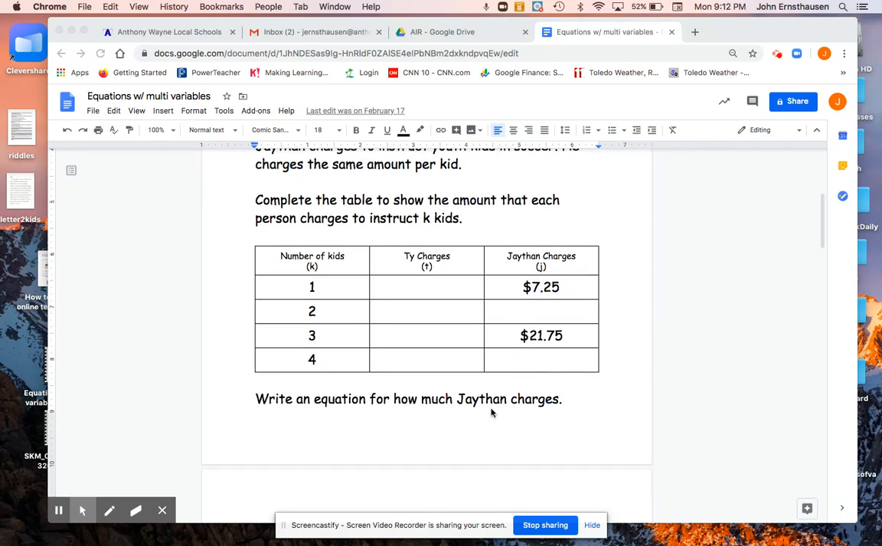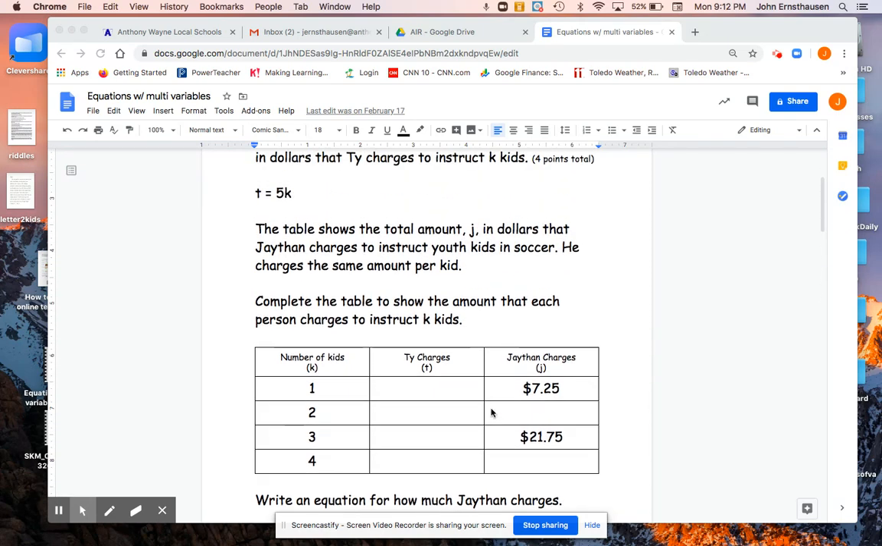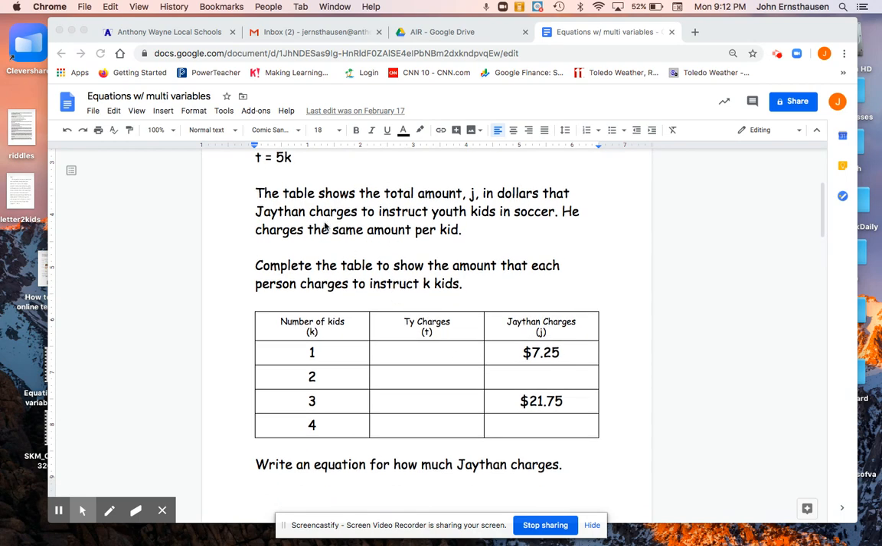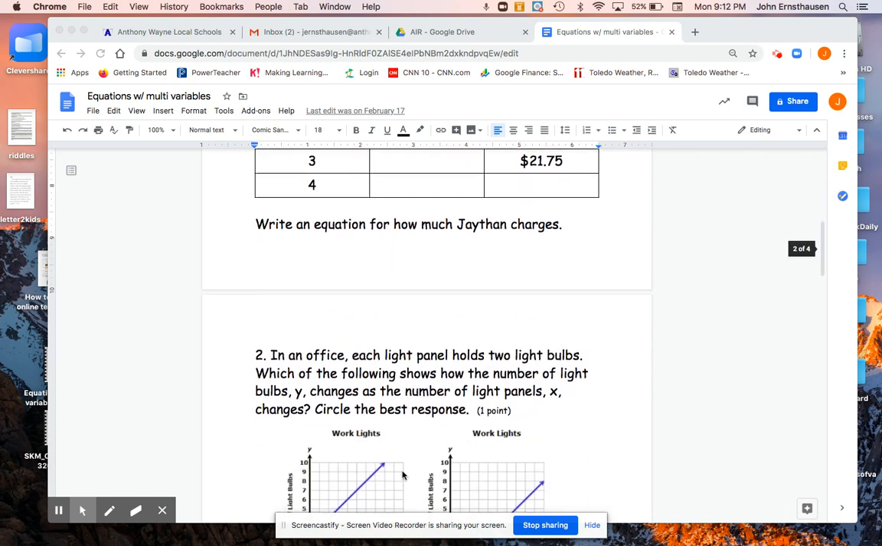So you're going to try to write an equation for how much Jathan charges. It's going to be really similar to Ty's, except instead of a T, it's going to be a J. And Jathan is not charging $5 per kid. He's charging $7.25 per kid. So I really want to see what you come up with there as you guys try to write that equation.